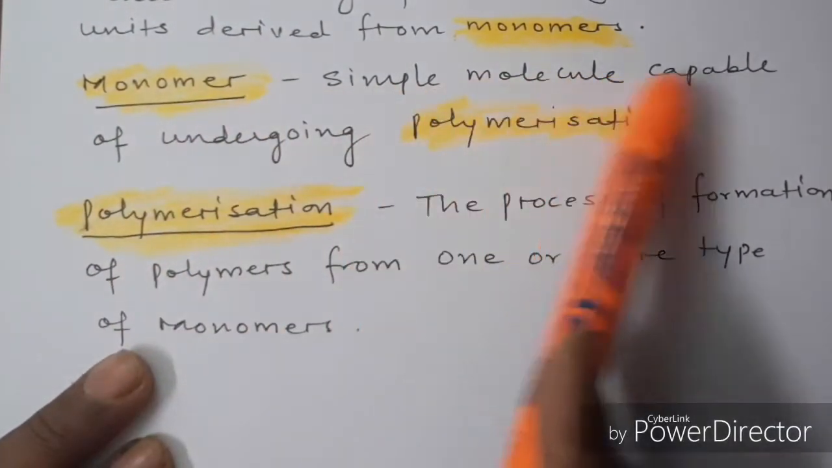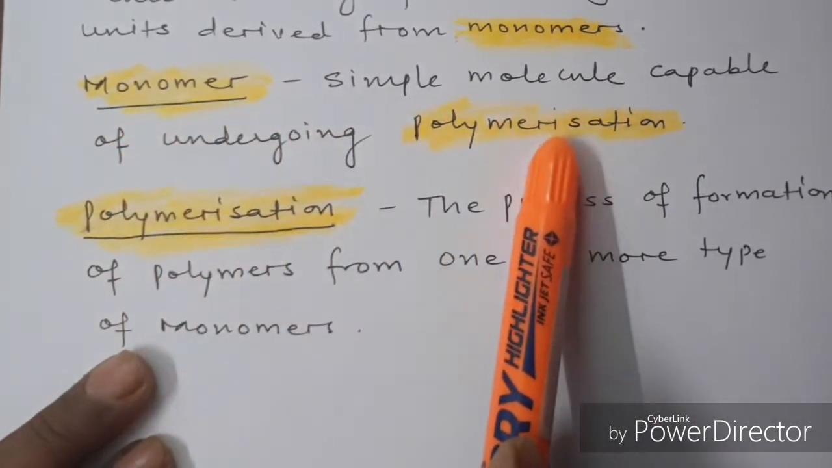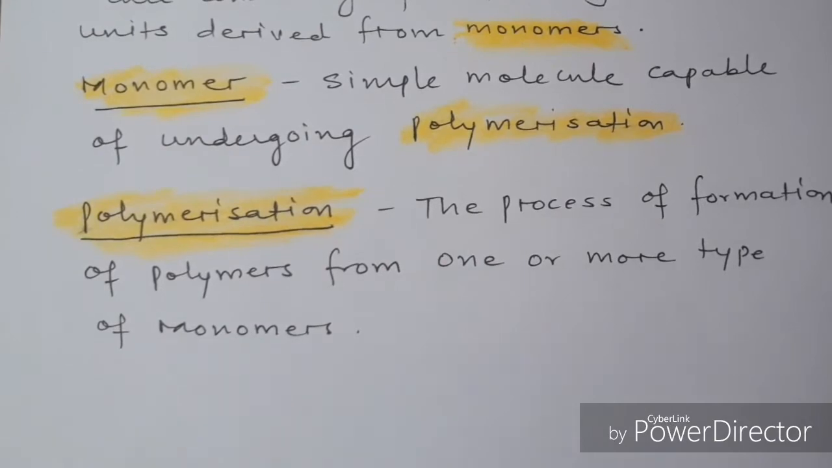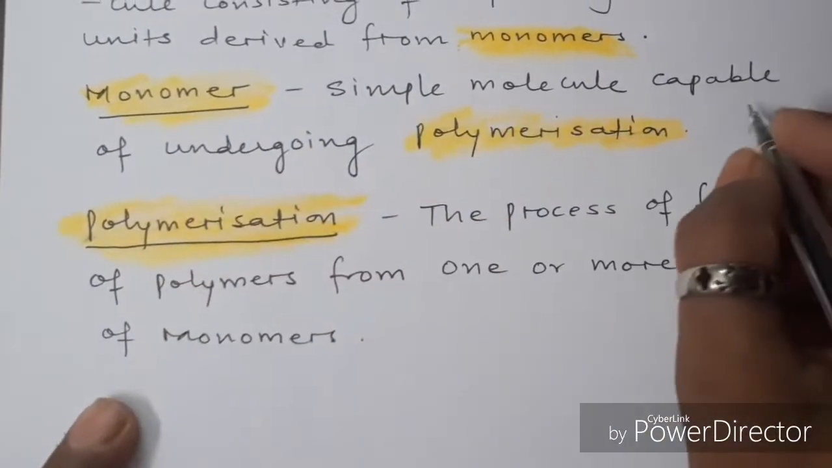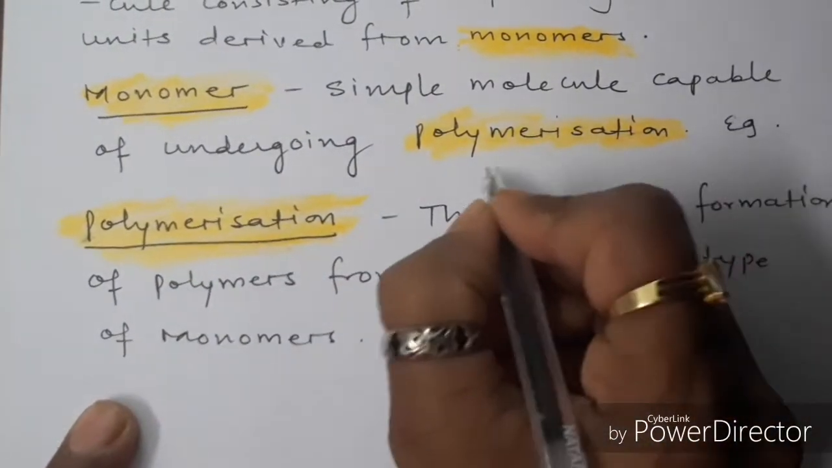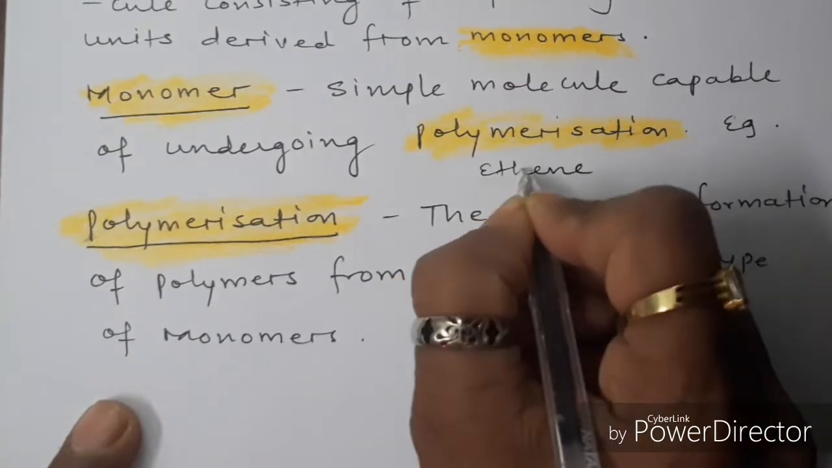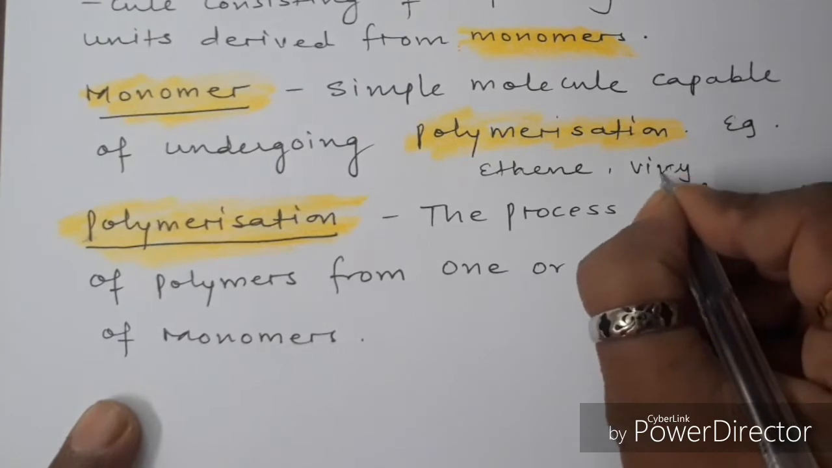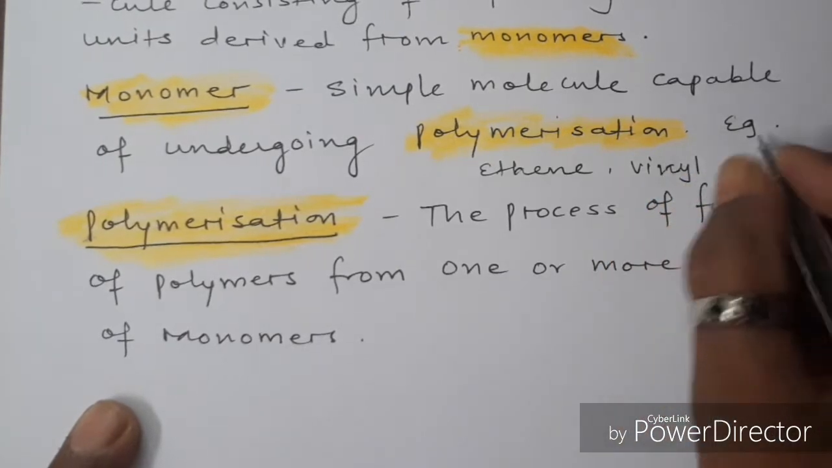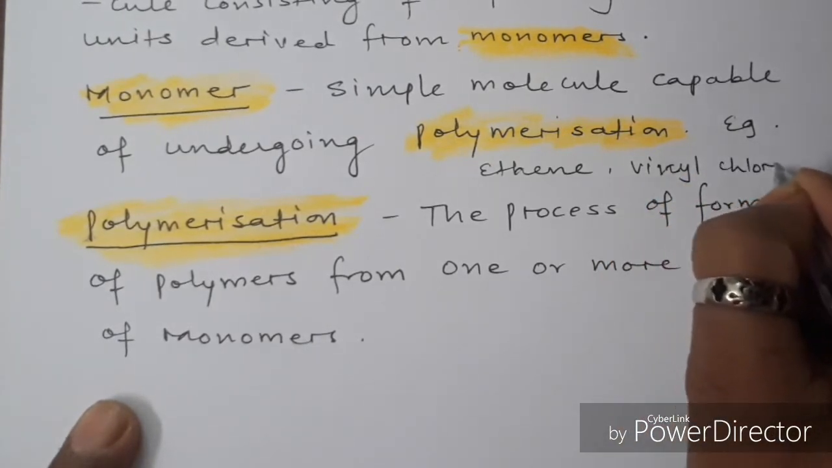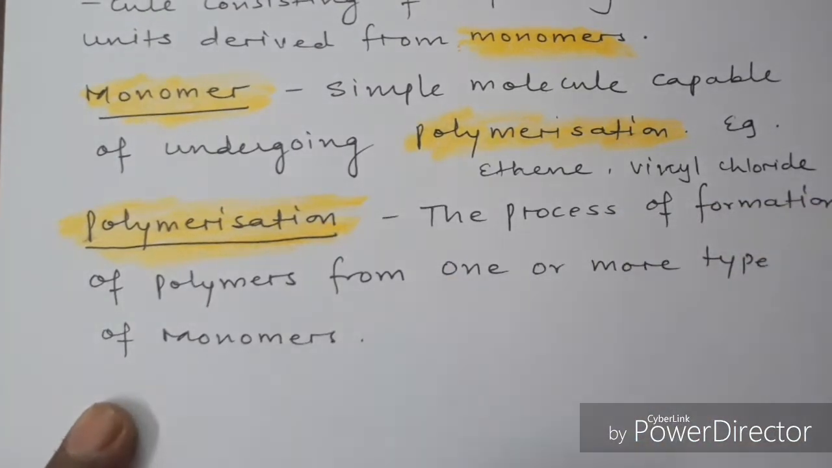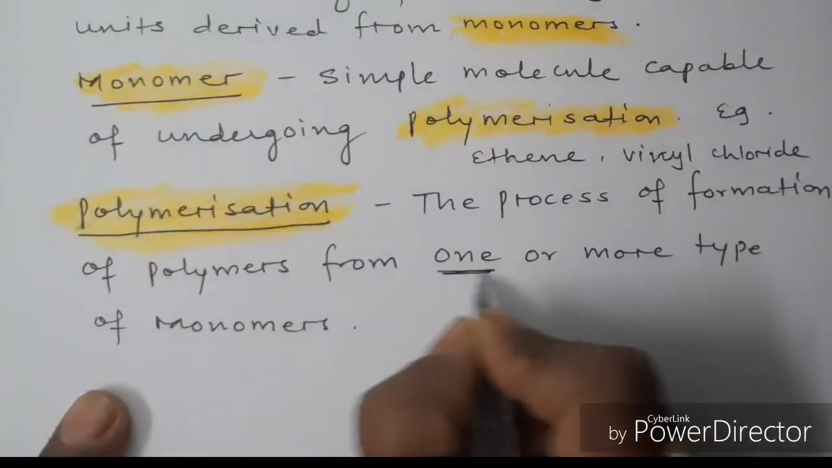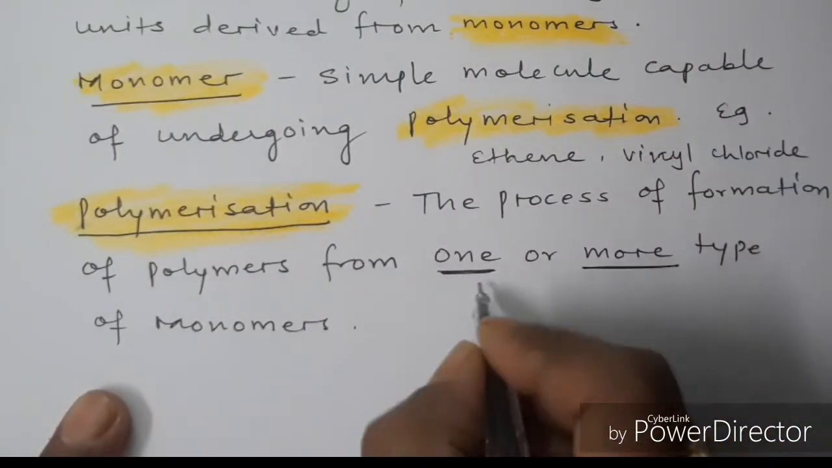Monomer is a simple molecule which is capable of undergoing polymerization. Okay, so it has to be undergoing this process. Polymerization, how do you define it now? So before that, let's see an example of this. I'll give you the example ethene. So ethene is a monomer. Vinyl chloride is a monomer. So these molecules are monomers. Now polymerization is a process in which monomers are going to combine to form polymers.